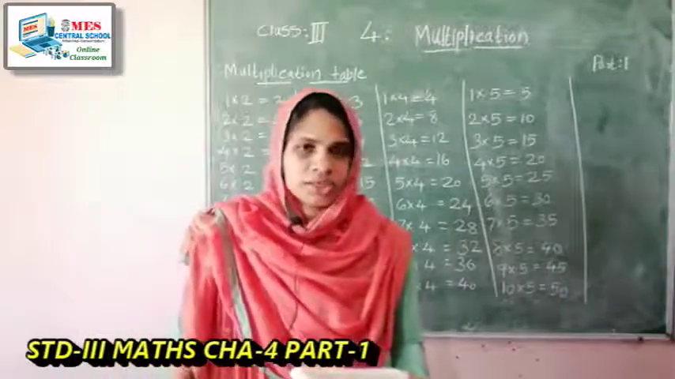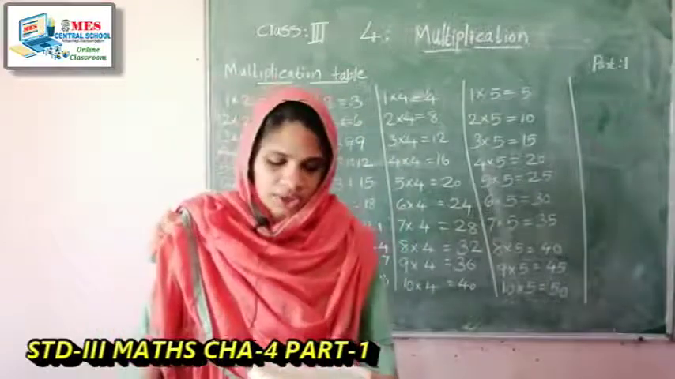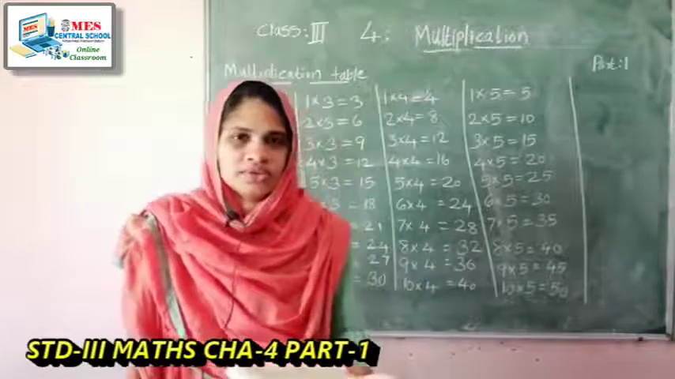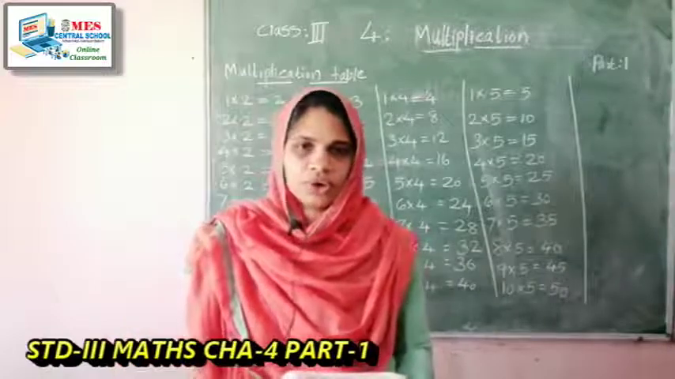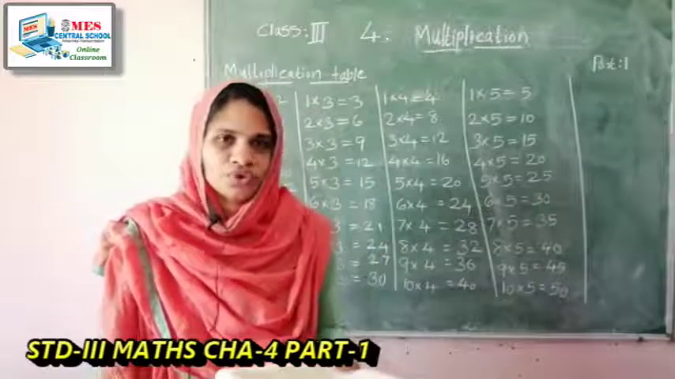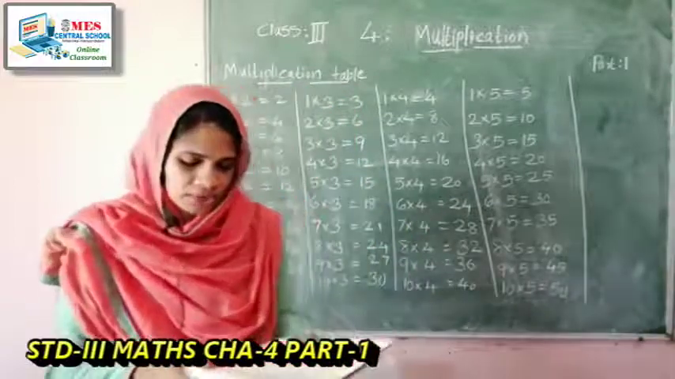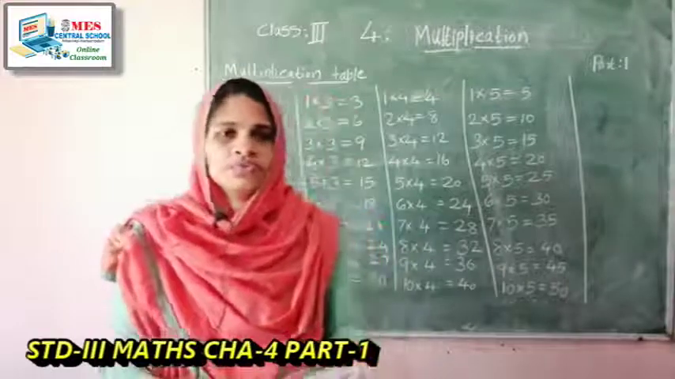1 into dash is equal to 14. 1 into 14 is equal to 14. Dash into 8 equal to 0. 0 into 8 is equal to 0. 2 into dash is equal to 4 into 2. That is 2 into 4 is equal to 4 into 2. Next, 1 into dash is equal to 15. 1 into 15 is equal to 15.